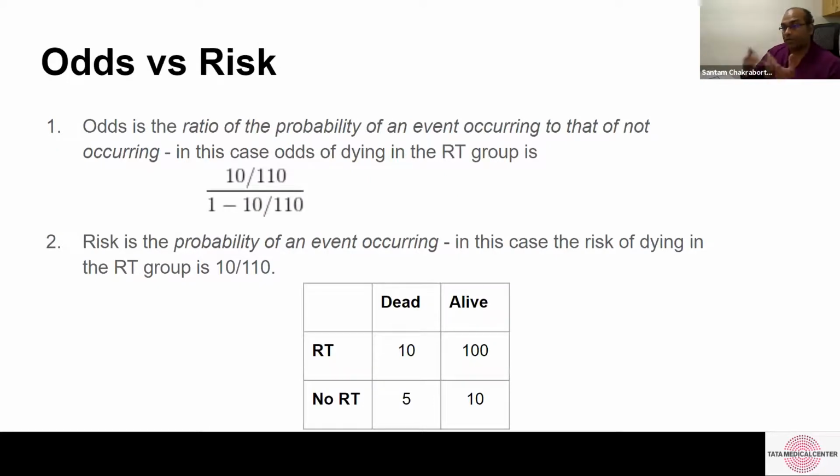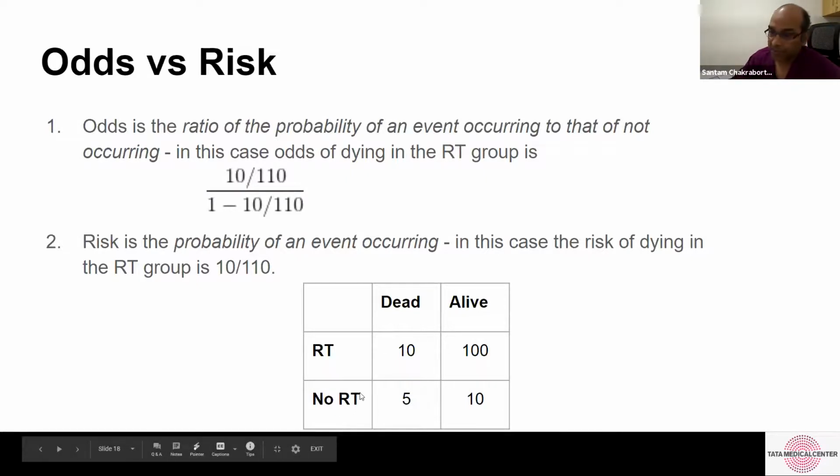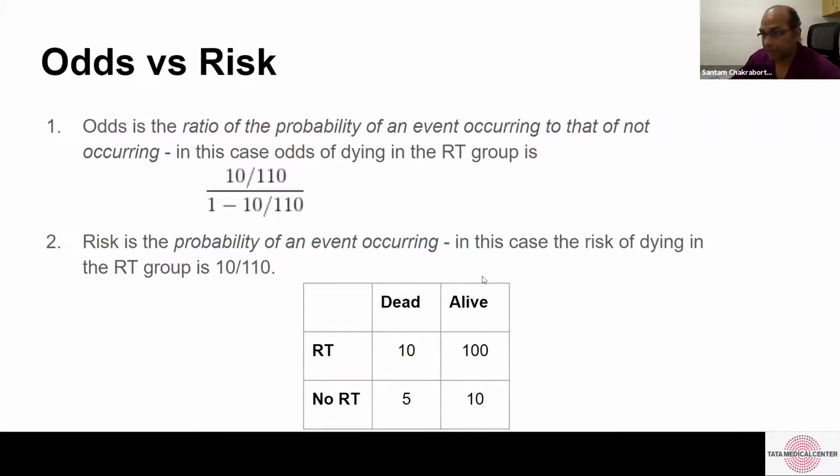The outcome that comes out of a case control study is the odds ratio. Now, it is important to understand the concept of odds because most medical doctors are not familiar with this. Odds is the ratio of the probability of the event occurring to that of it not occurring. Now, take this table. Patients have received radiotherapy or no radiotherapy. Some of them have died and some of them are alive.